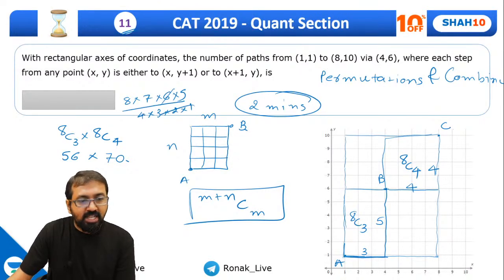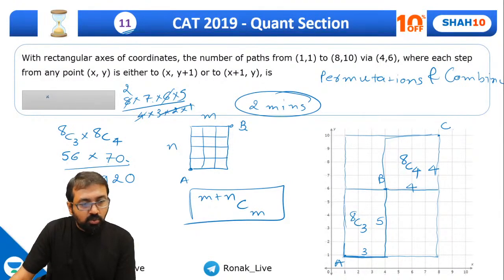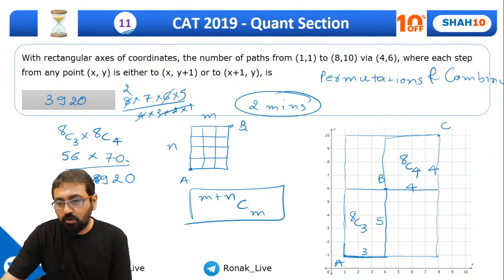So 6 got cancelled off. 2, 7 5s are 35, 2s are 70. So what is 56 into 70? So 56 7s are, how much will it come? 56 7s are 392. Yes or no? Behind it, one 0. 5 7s are 350, 6 7s are 42, 392, and check 0. So the total number of ways will be 3920, if I'm not wrong.